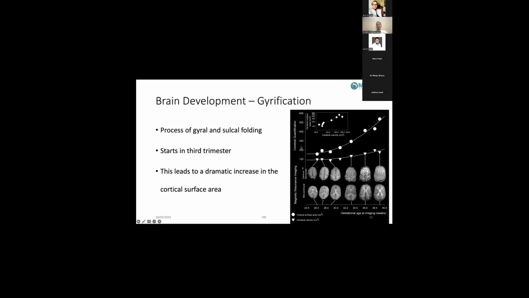As I mentioned, there is a lot of gyrification that happens, and you can see here as the pregnancy progresses, that's on your x-axis, there's not much of an increase in the volume of the brain, but you can see, depicted by the white dots here, the gyrification goes up in leaps and bounds, and you end up getting very highly visible markings in the brain when you are doing the cranial ultrasound of the gyral and sulcal folding. It starts in the third trimester and leads to the dramatic increase in the cortical surface area.